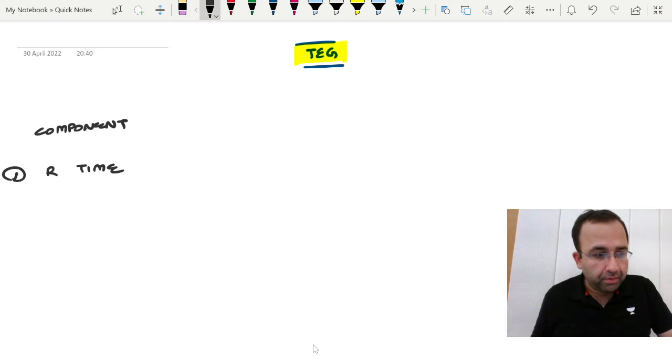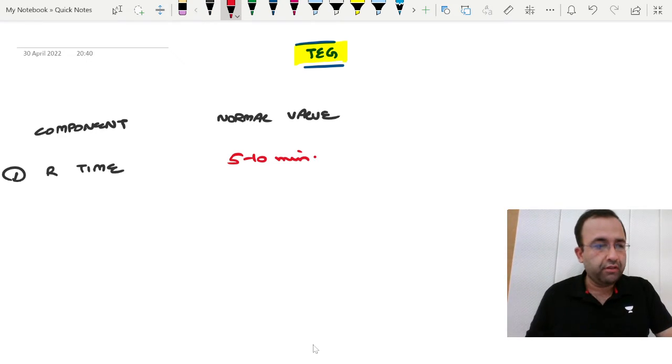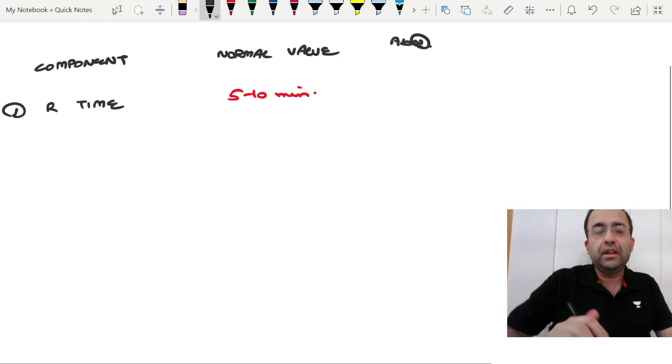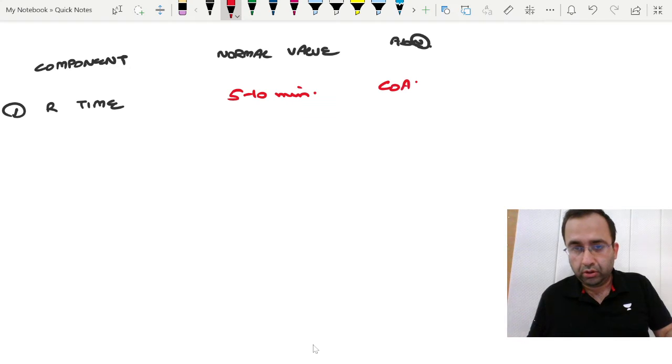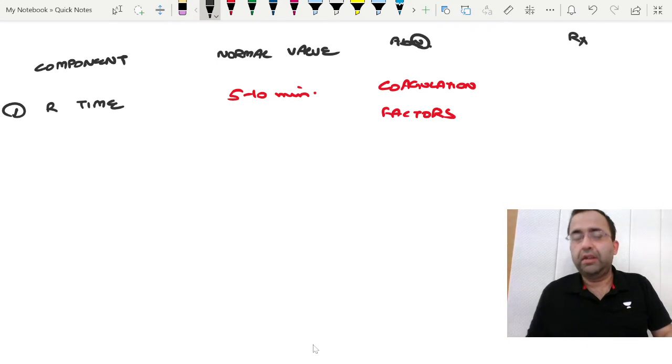Reaction time, what is the normal value? The normal value of which is 5 to 10 minutes. If it is abnormal, what is the significance? If it is abnormal, that shows that there is an abnormality with respect to coagulation factors and therapy of the same.